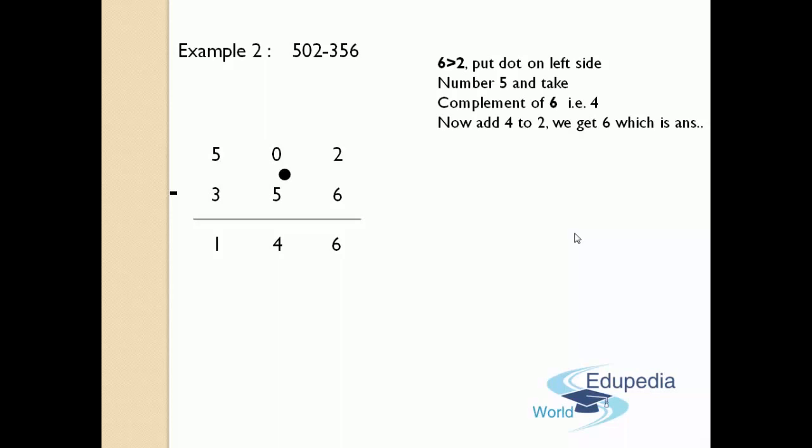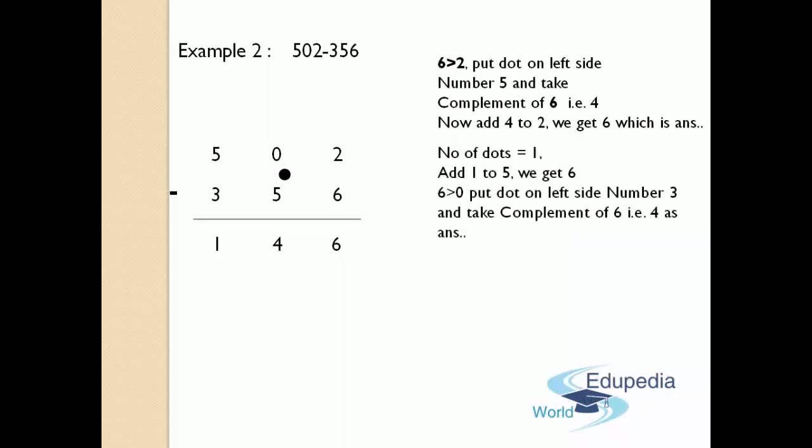After placing that 6 in the answer's place, move on to the next column, that is the tens place. After moving to the tens place, count how many dots there are. Here the number of dots is 1. Now add that number to the number 5. If you add 1 to 5, you will get 6. Again here you got 6, which is in the subtrahend place. Again in the minuend place, the number is 0. So the minuend is less than the subtrahend.